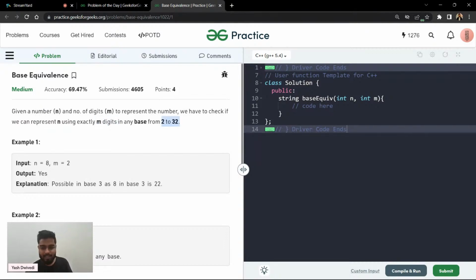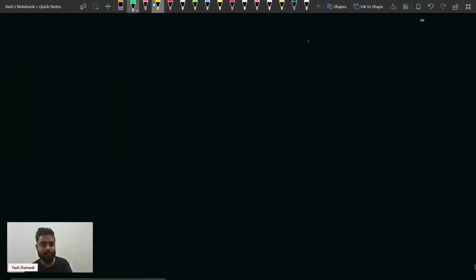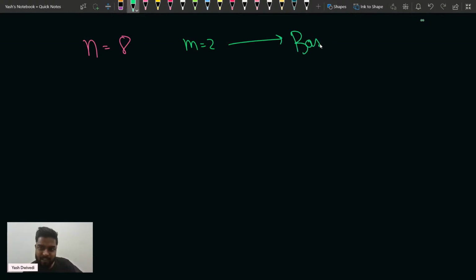Now, what does that mean? Let's quickly look into the example. Let's say n is given as 8 and m is given as 2. So m is nothing but the base, right? You know what a base is?